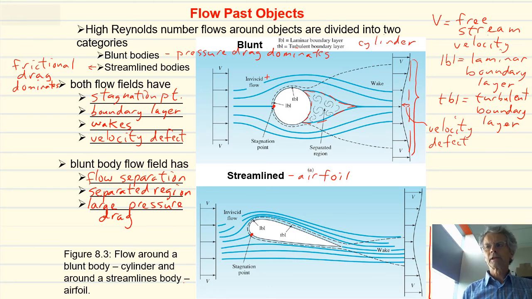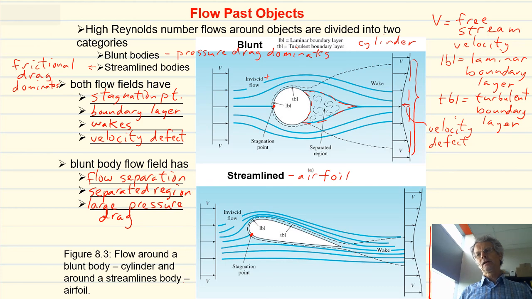And we could say the same for a streamlined object. Pressure drag is still occurring, but now the frictional drag is much larger than the pressure drag. So you might imagine that not all objects can be classified as blunt or streamlined. There's going to be some shaped objects in between that are neither blunt nor streamlined, and those would be objects in which the pressure drag and the frictional drag are of the same order of magnitude. Okay?